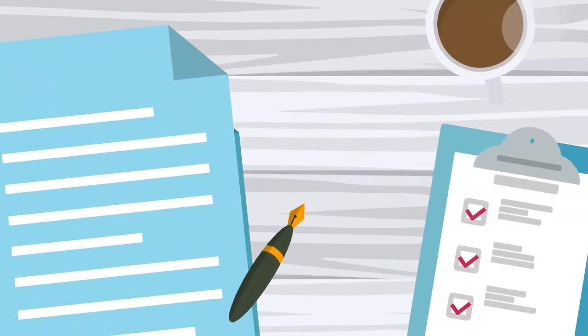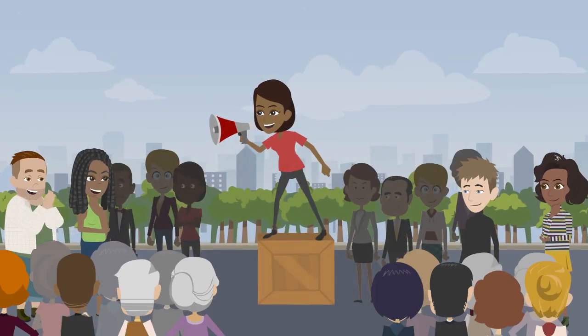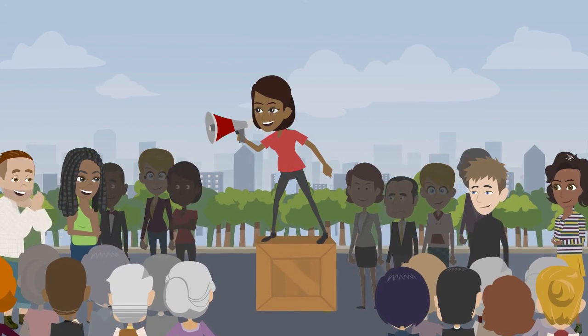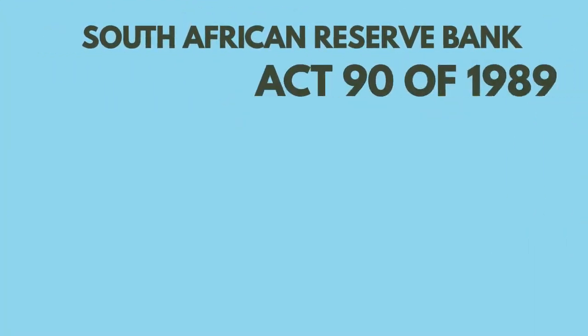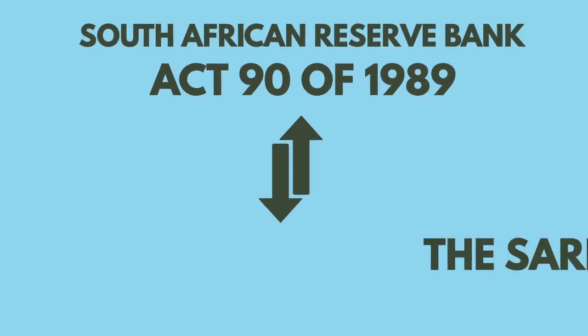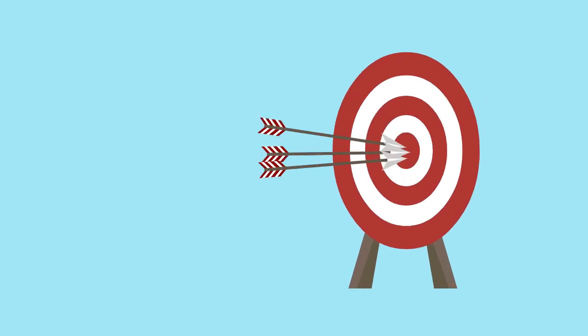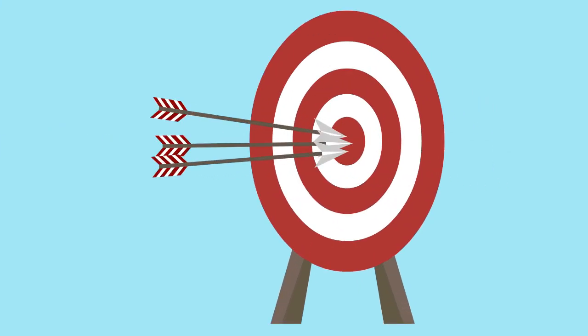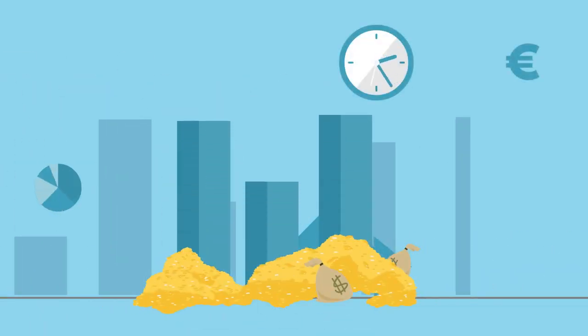The dual system was eventually abolished in 1995, and a new monetary era was ushered in to represent a post-apartheid regime. The South African Reserve Bank Act 90 of 1989 now replaced the SARB Act of 1944, and the SARB's mandate and primary goal now became to protect the value of the currency and to achieve and maintain price stability.